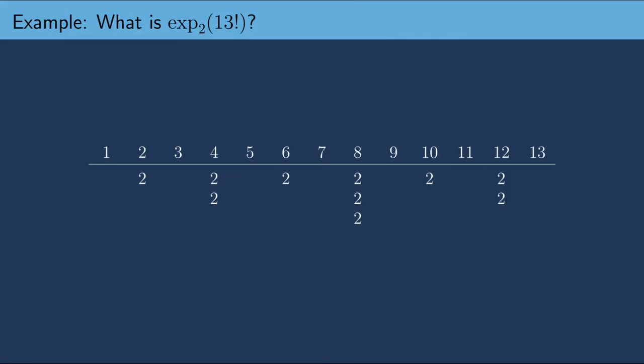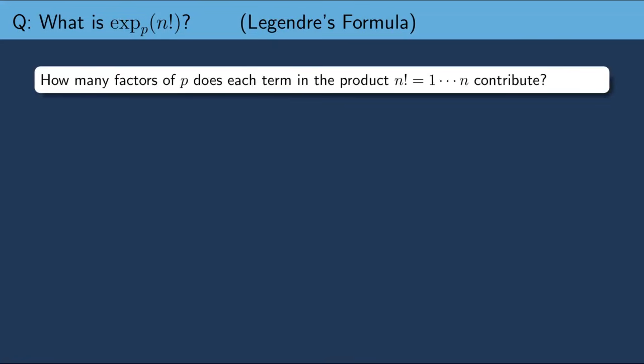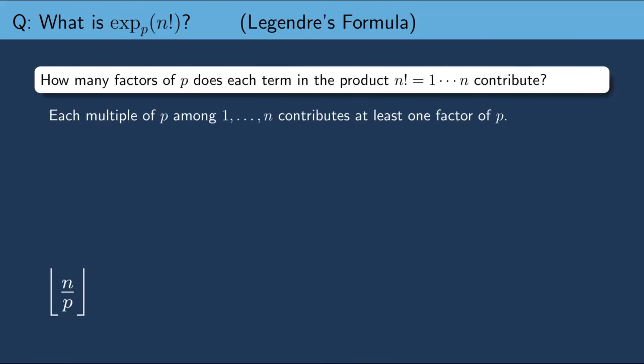So again, if we're interested in the exponent of p in n factorial, we need to look at how many factors of p each term of the product of numbers from 1 to n contributes. Each multiple of p between 1 and n contributes at least one factor of p. Some of them will contribute more than one factor, but again, we'll count those later in the subsequent rows. There are floor of n over p multiples of p between 1 and n, and so we'll start our tally of factors of p there.